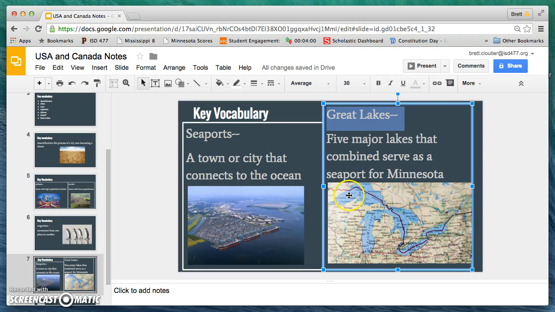As you notice here, we have the 5 major lakes: Lake Superior, Lake Michigan, Lake Huron, Lake Erie, and Lake Ontario. Those should all be reviewed from your maps. They serve as the seaport for Minnesota. So if you start in Duluth, Minnesota, go through Lake Superior, through Lake Huron, to Lake Erie, into Lake Ontario, then down the St. Lawrence River, that is connecting to the Atlantic Ocean. So the Great Lakes allows for Duluth, Minnesota, or other cities along Lake Superior to be seaports.